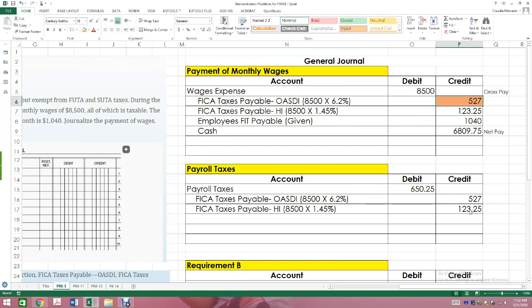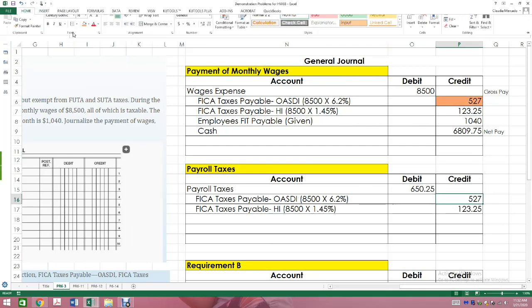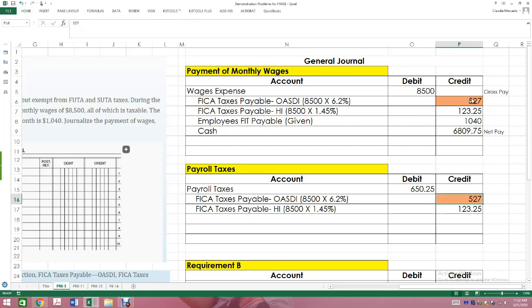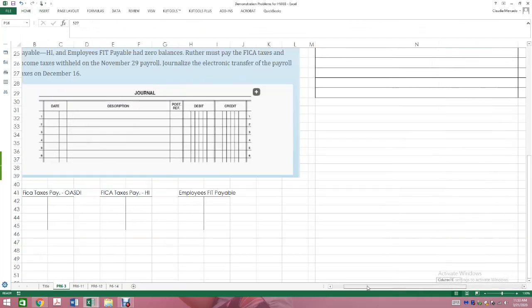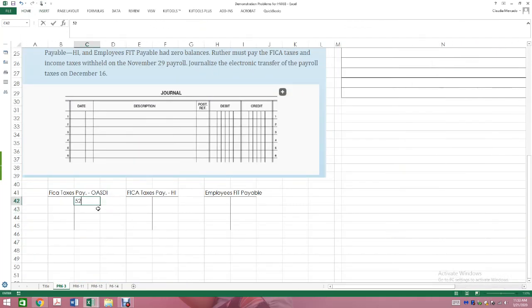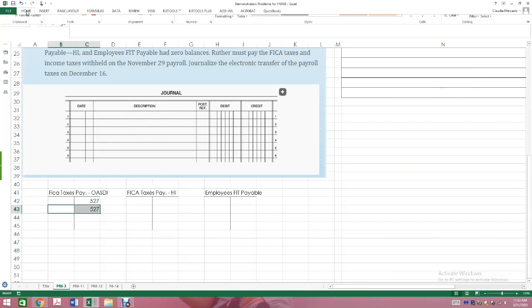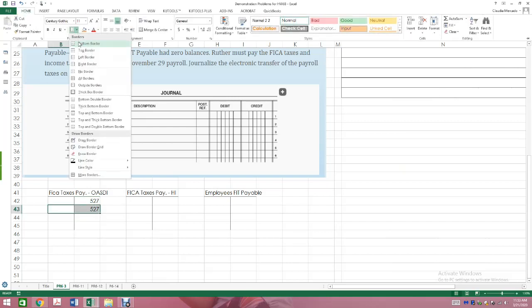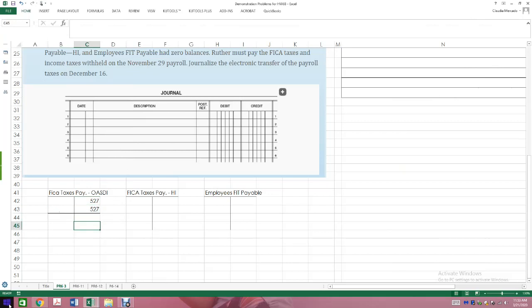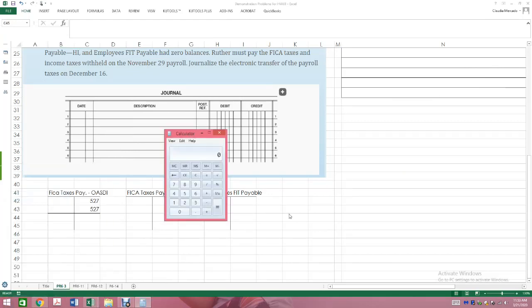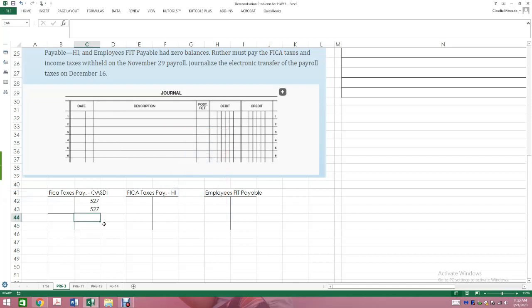So I have 2 transactions posted to my OASDI account. Okay, FICA taxes payable OASDI got 2 credits. Okay, so I'm going to put those 2 items down here. So I've got $527 and $527. Okay, so right now, what I have on my account is, let me get my calculator, 527 plus 527. So I've got $1,054 sitting in this account, okay?